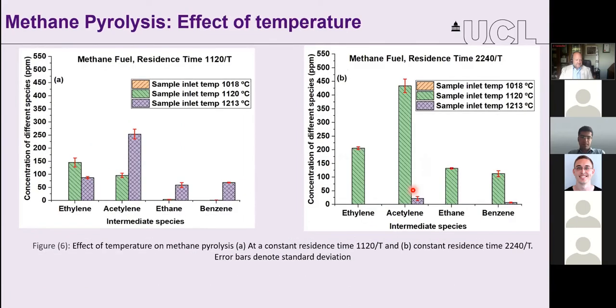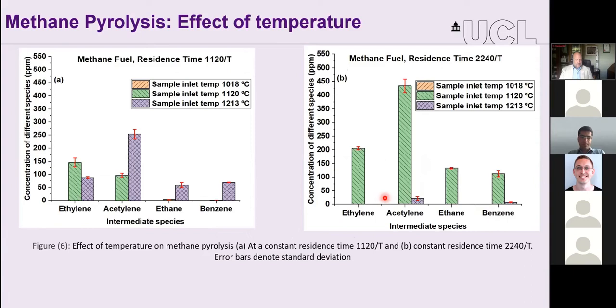This figure 6 shows the effect of different gaseous species at constant residence time and at set temperature. As mentioned earlier, a temperature in excess of 1018 is required to observe other gaseous species. Therefore, no species were detected at this temperature other than the fuel at all residence times.